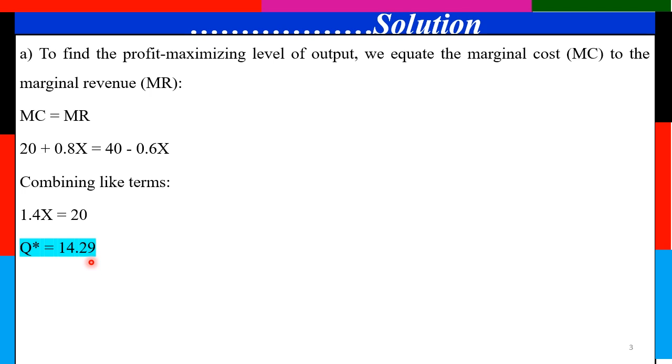What is next is the output at the social optimum level.